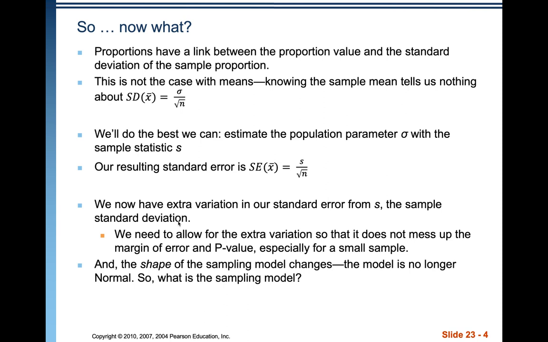So since we're using two statistics, X bar and s, we're going to have more variation in our standard error because of the s, and we now need to allow for that extra variation so that it doesn't mess up the margin of error and p-values, especially for a small sample. The shape of the sampling model also changes. The model is no longer normal. It's still bell-shaped, but it's going to be flatter there in the middle, and there's going to be more area in the tails.